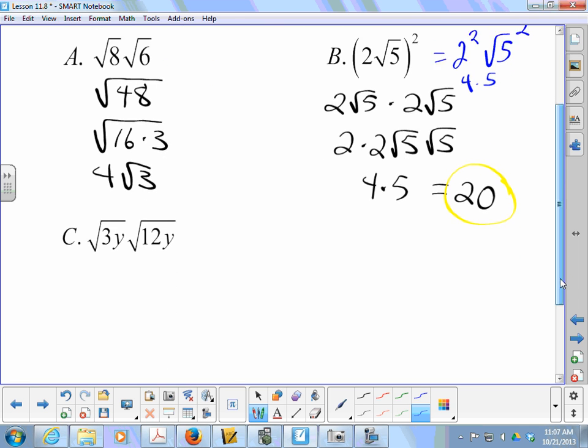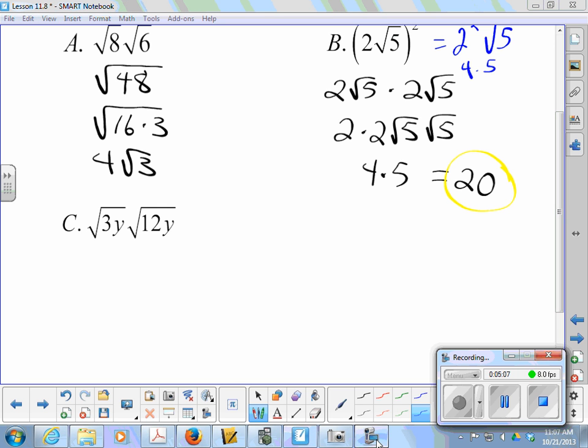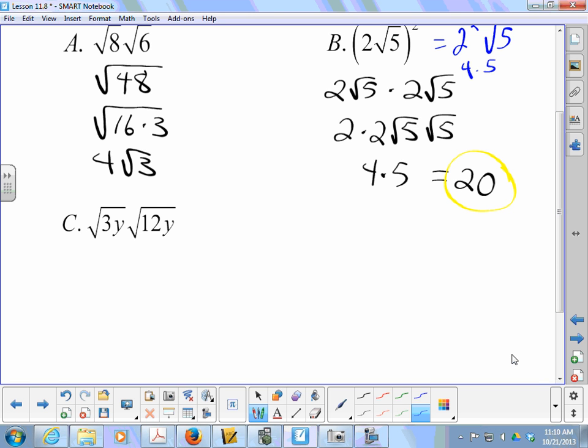Right. Okay, so I want you to do letter C. All right, let's see how you did then. So I'm going to use the product property for radicals. Gives me the square root of 36y squared. 3 times 12 is 36, and y times y. The square root of 36 is? And the square root of y squared is y. So 6y is your answer then.